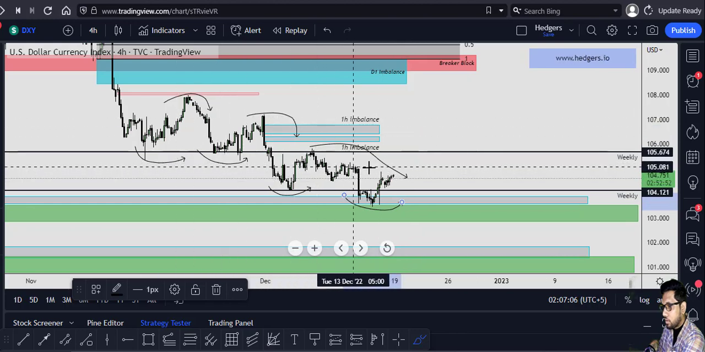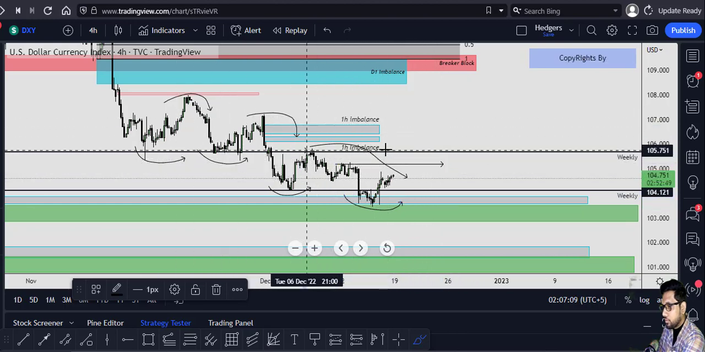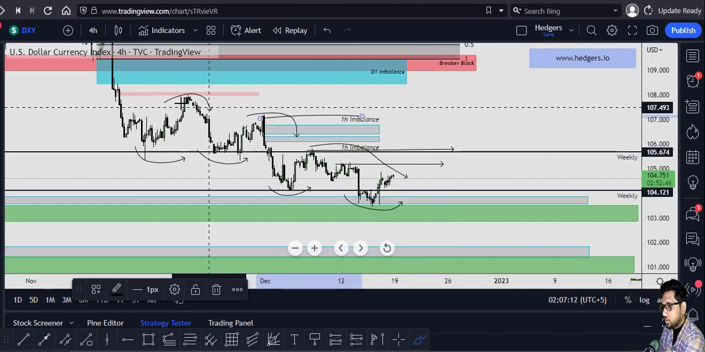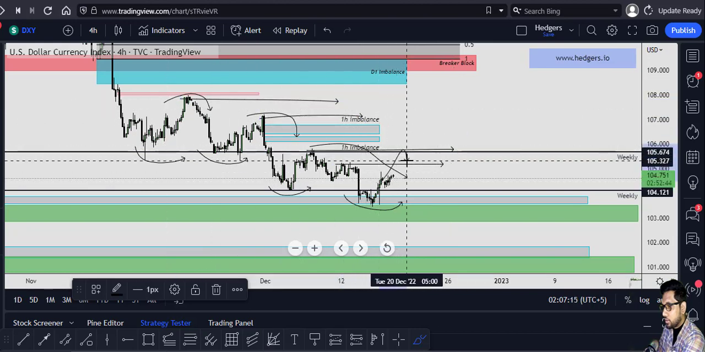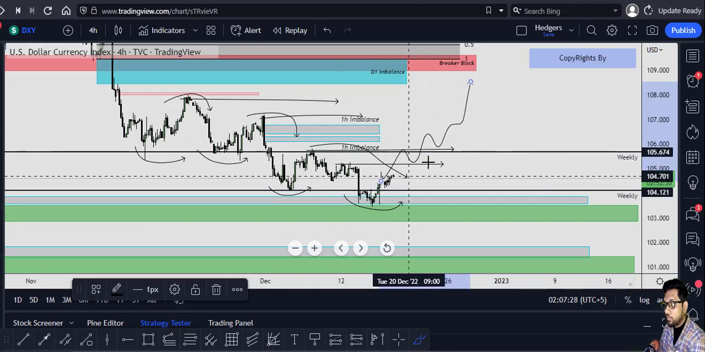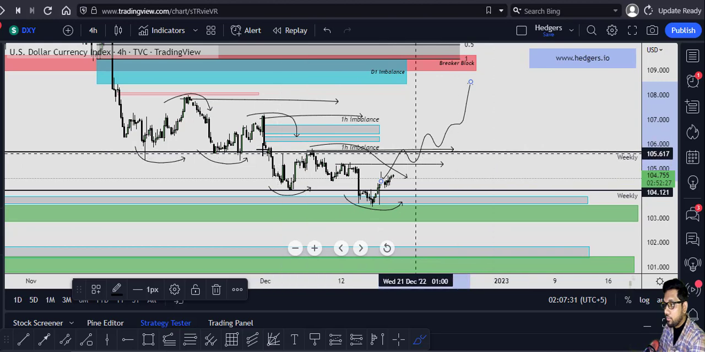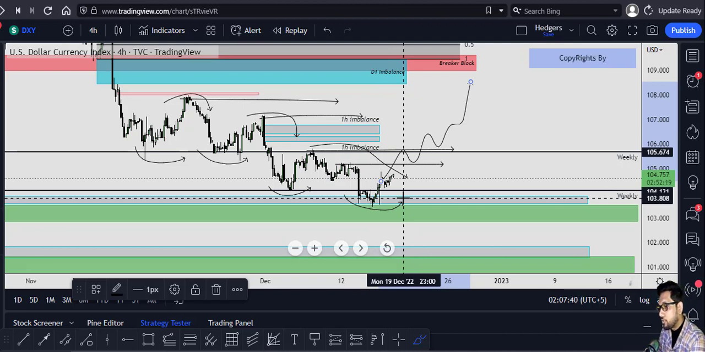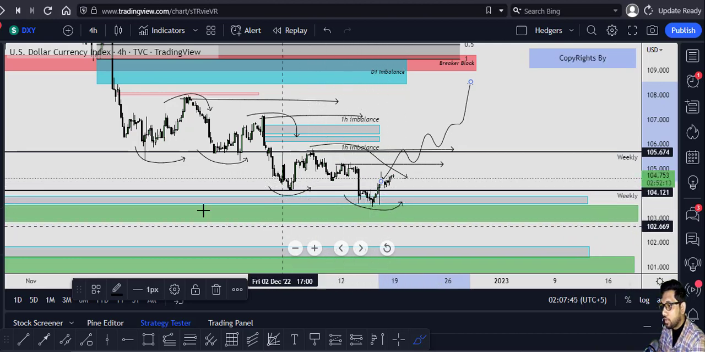So if we flip the immediate resistance like this, then I can say that the dollar is entering into bullish territory, making higher lows and higher highs, breaking the lower highs. So that's what I am looking for in the dollar index right now after reclaiming the weekly level and this HR pocket.